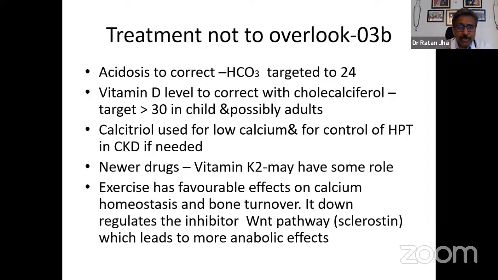Newer drugs like vitamin K2 have been found to have some role in bone health, and this could be a part of calcium and vitamin K2 based therapy for bone health. Exercise has a favorable effect on calcium homeostasis and bone turnover because it downregulates the inhibitor pathway, the obstruction pathway, which leads to more anabolic effects.